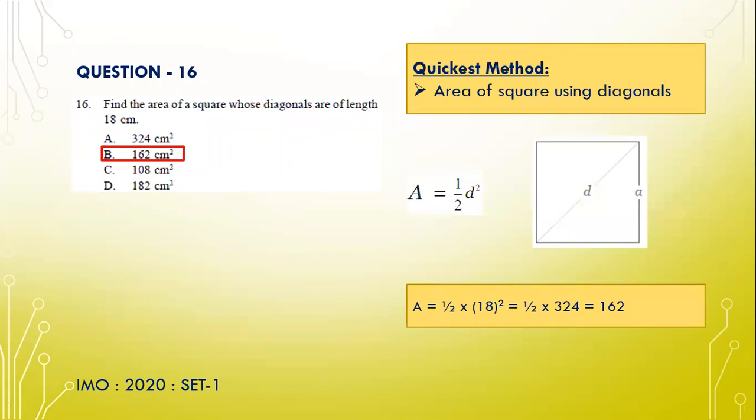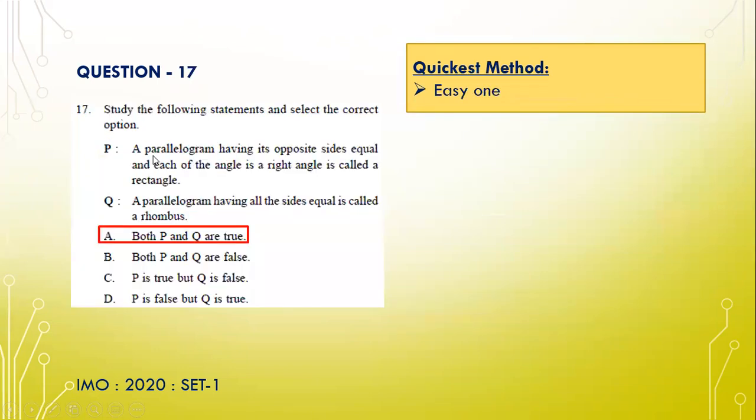Find the area of a square whose diagonals are of length 18. So what is the area of a square using diagonals? Area is half D square. So again, remember the formula. If D is the diagonal, the area is half D square. So half of D square, what is D? 18. Half of 18 square. 18 square is 324. Half of 324 is 162.